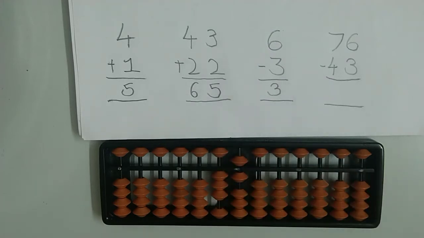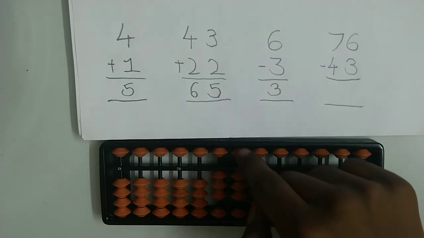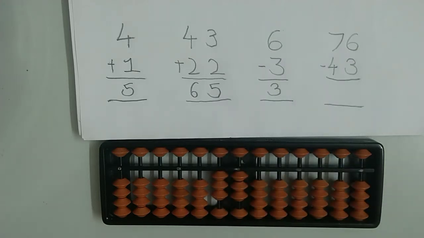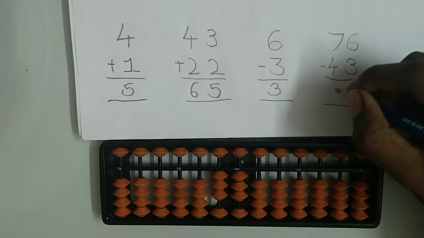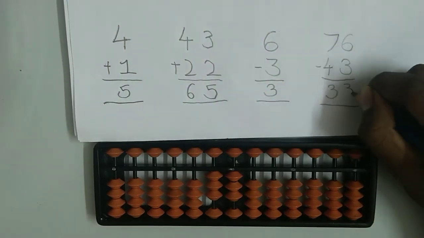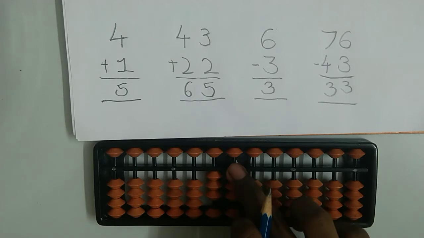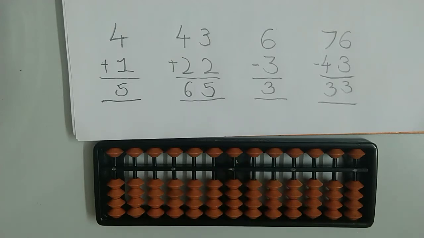And now we have to subtract 3 from the ones rod. The friend of 3 is 2. So we add 2 because plus friend and subtract 5 because it's minus boss. So we get 76 minus 43 as 33. Whatever we do in the ones rod, we have to do the same thing in the tens rod. There is no difference between doing in ones rod and doing in tens rod in the small friend concept.